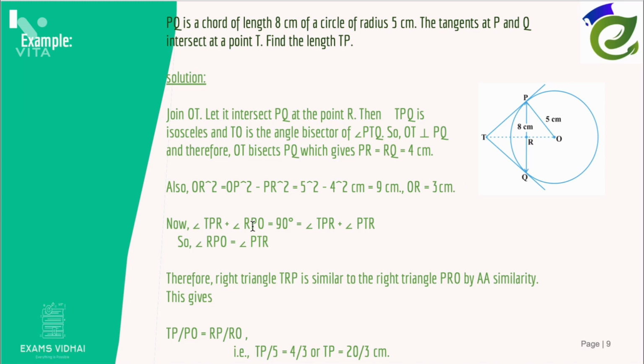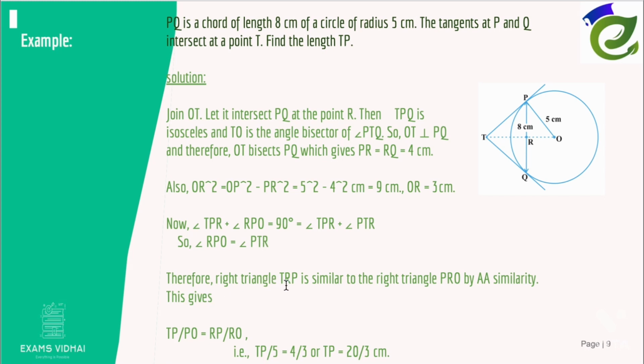Now angle TPR plus angle RPO is equal to 90 degrees according to theorem 1, which is also equal to angle TPR plus angle PTR, because if we consider the triangle PTR, angle PRT is equal to 90. So according to the angle sum property of a triangle, the sum of all the angles should be 180 degrees. Since this is 90 degrees, the other two should be 90 degrees together. So using this, we get angle RPO is equal to angle PTR.